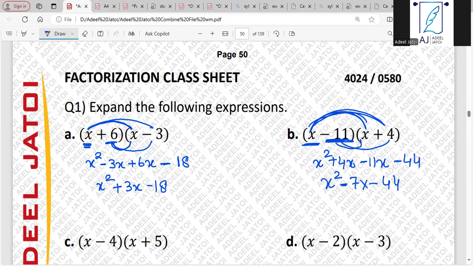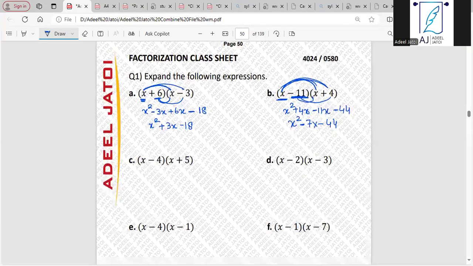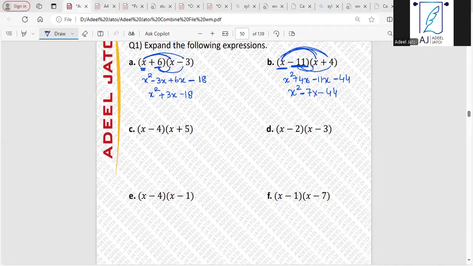Is it clear? Let me know in the chat. Okay, attempt part C, D, E, and F quickly. Let's attempt part C, D, E, F, all 4 parts.